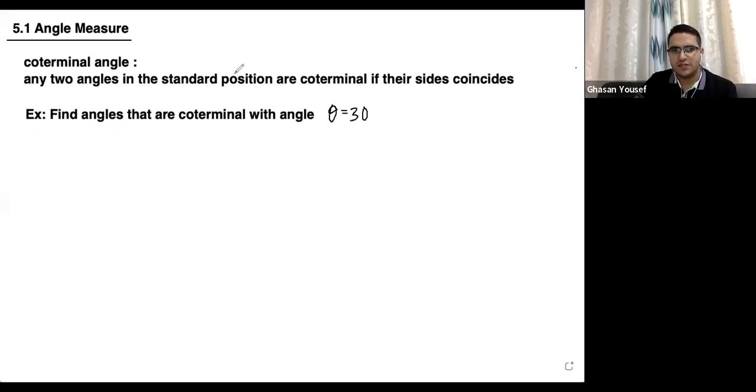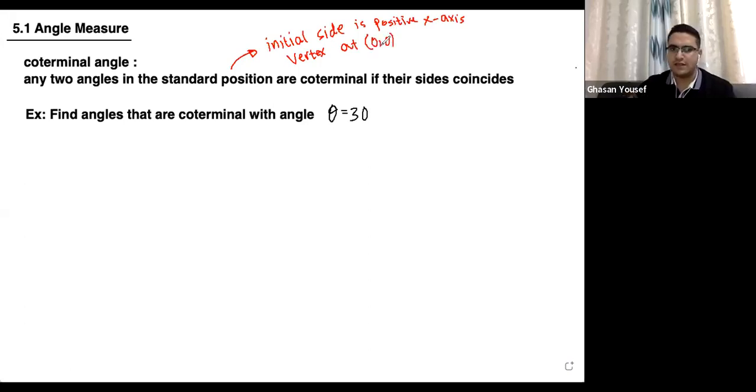What is the meaning of standard position? Like I said before, the standard position means the initial side is the positive x-axis and the vertex is at the point (0, 0).